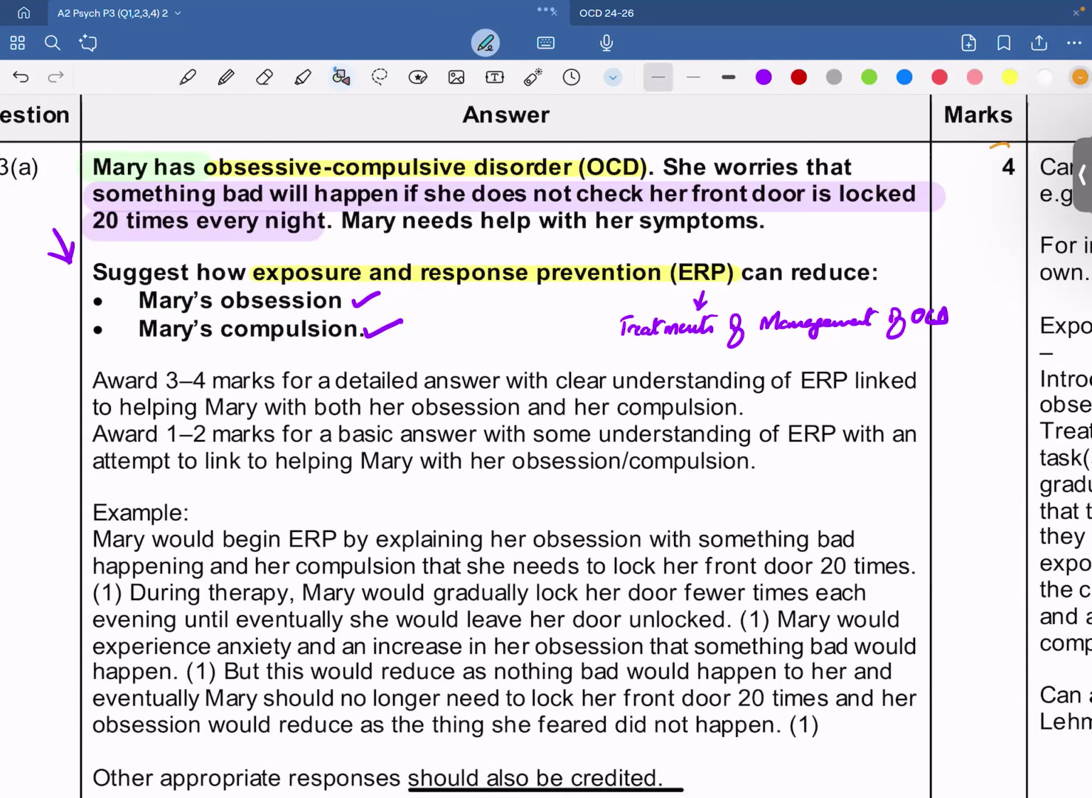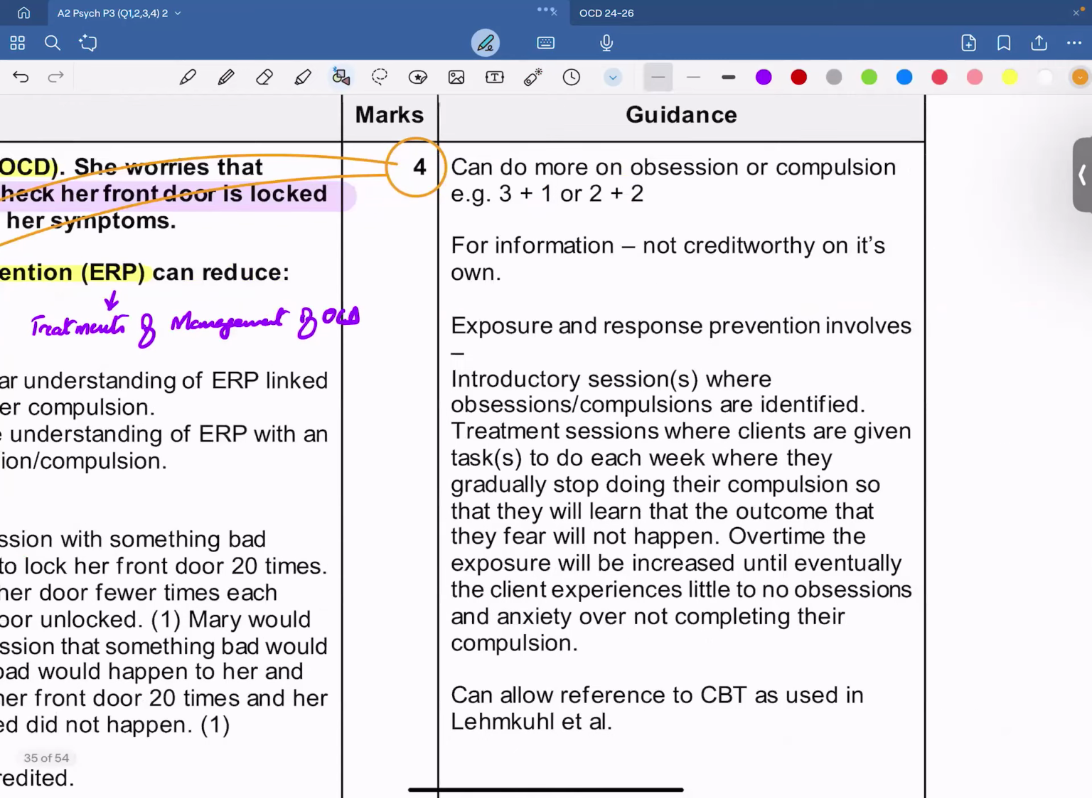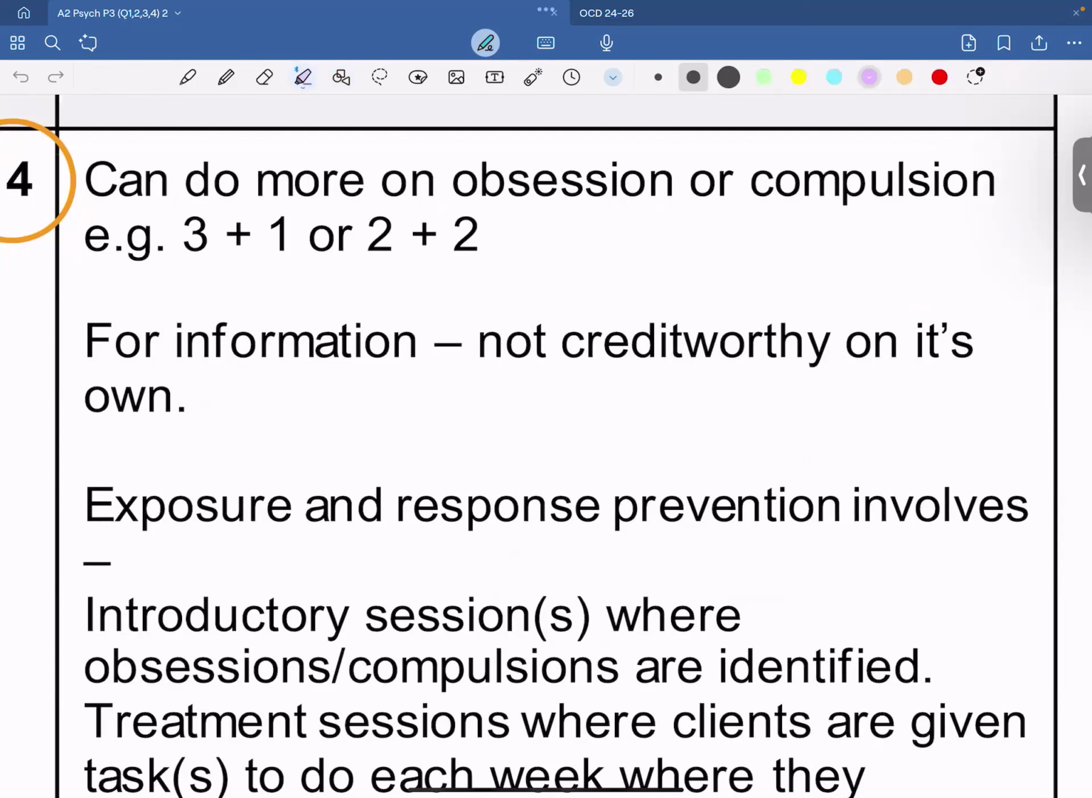For this 4-mark question, let's dedicate 2 marks for this and 2 for this. You could use it other ways too, but for now, let's keep it fair, 2 for each, having a look at how Cambridge wants us to do it. You can do more on obsessions or on compulsions. Like I said, to me, 2 plus 2 seemed right. But if you want to write more about obsessions and a little less on compulsions, that's okay too, or vice versa.